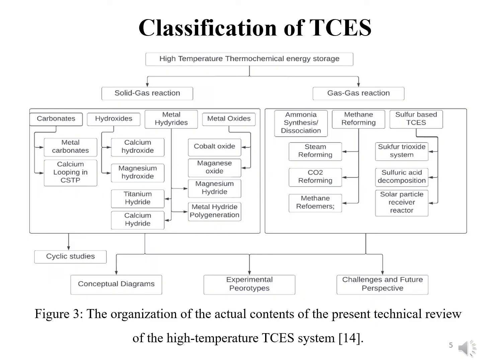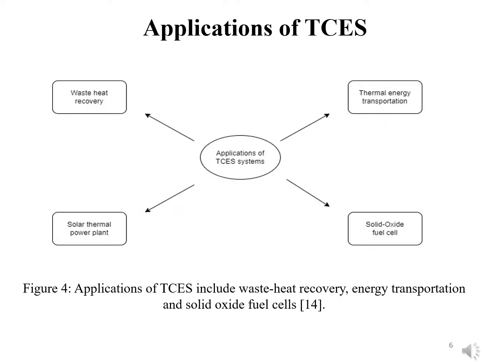As shown in figure 3, high temperature thermochemical energy storage is classified into solid-gas reaction and gas-gas reaction. In solid-gas reactions, carbonates, hydroxides, metal hydrides and metal oxides are there, whereas in gas-gas reaction, ammonia synthesis dissociation, methane reforming and sulfur-based thermochemical energy storage are there. Here, our main focus is going to be on solid-gas reactions, where we will be mainly focusing on cobalt oxide, which is a pure metal oxide, and calcium hydroxide. Thermochemical energy storage can mainly be used to recover heat from industries, thermal energy transportation, solid oxide fuel cells, and also in solar thermal power plants.